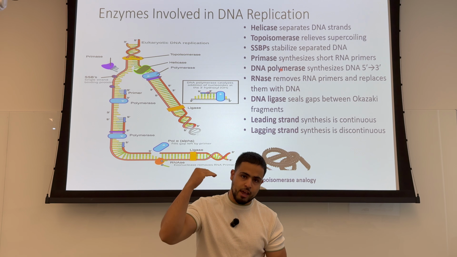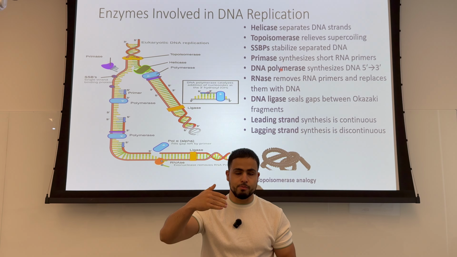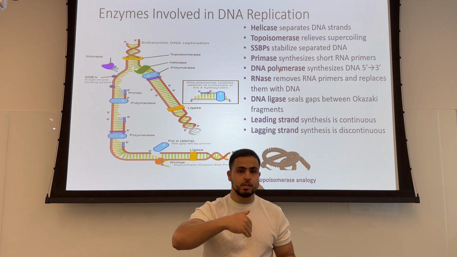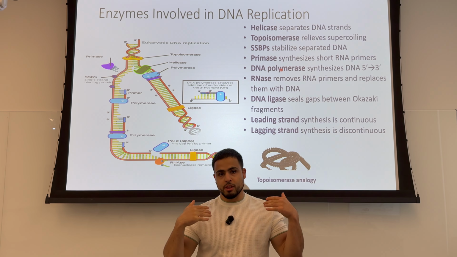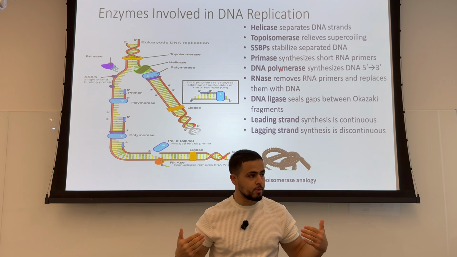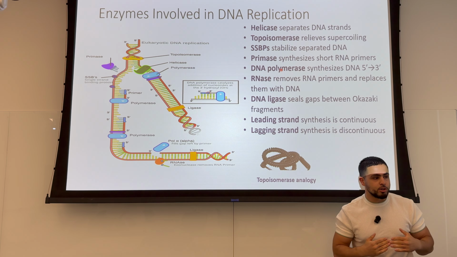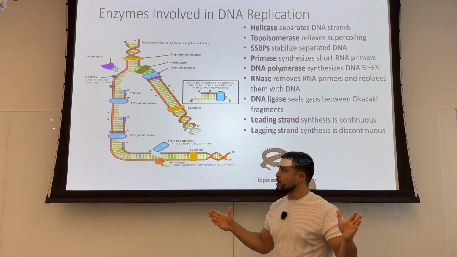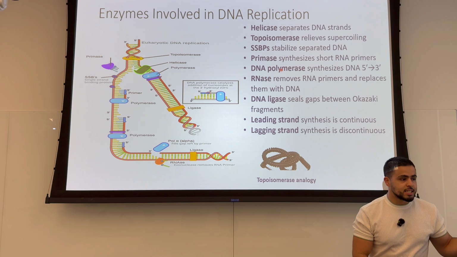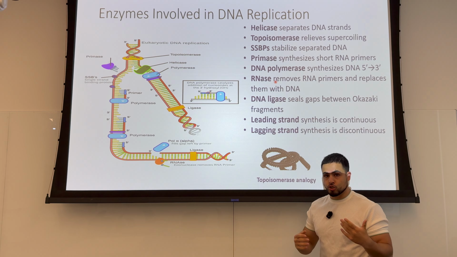Complementary means that adenine is binding to thymine, and guanine is binding to cytosine. So the new daughter strand is complementary to the parent strand. Now, once DNA polymerase has carried out its function, this enzyme called RNase will join in.